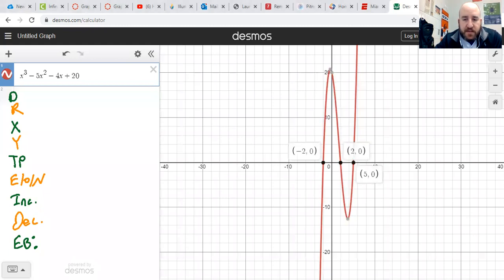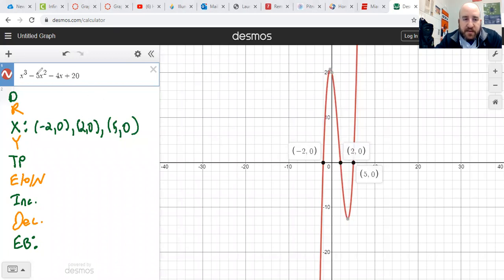So we're going to start with these. They're on the x-axis. Obviously, they are x-intercepts. So for our x-intercepts, we have (-2, 0), (2, 0), and (5, 0).